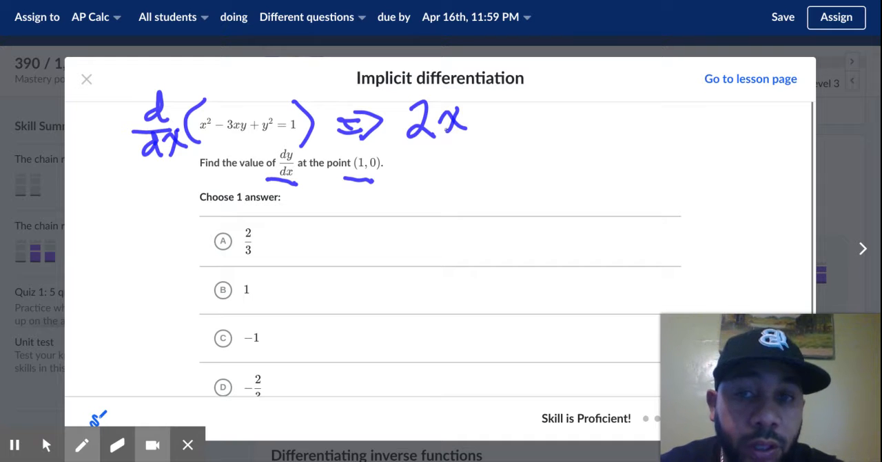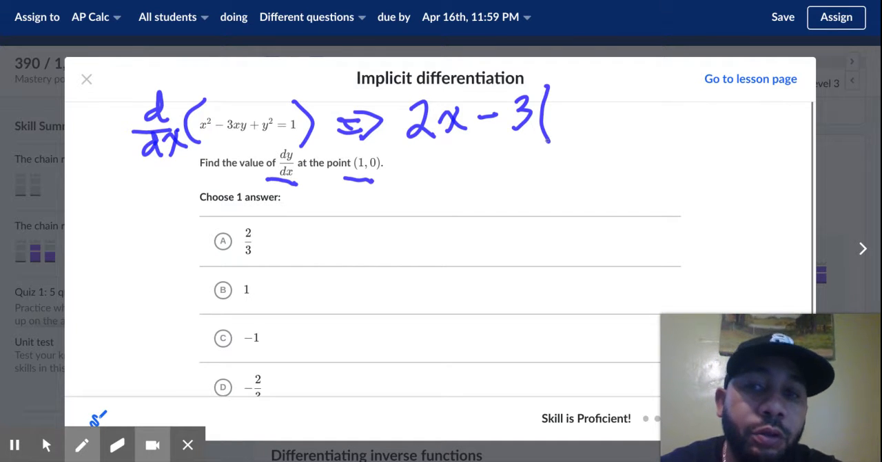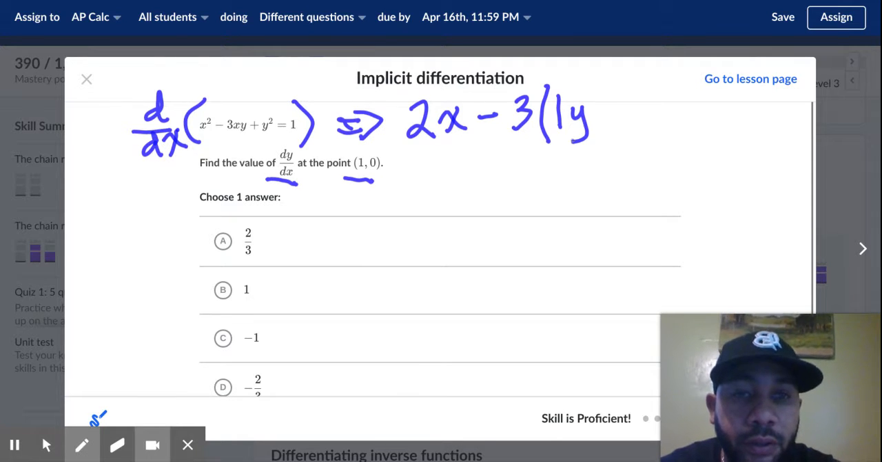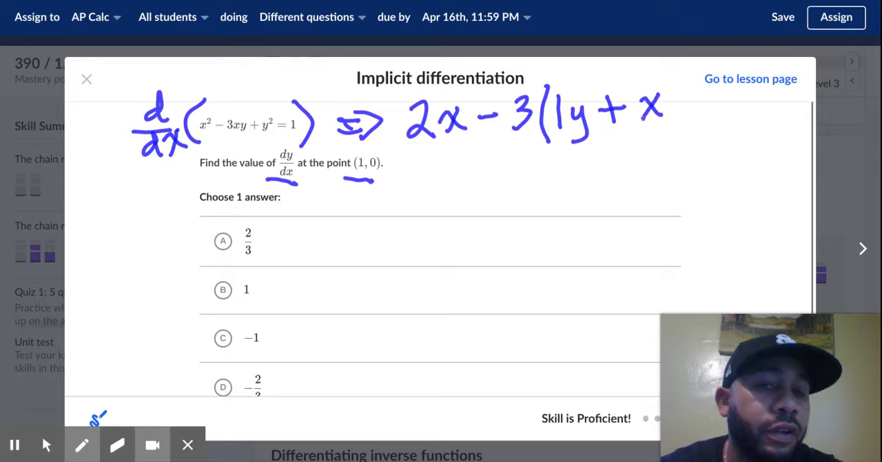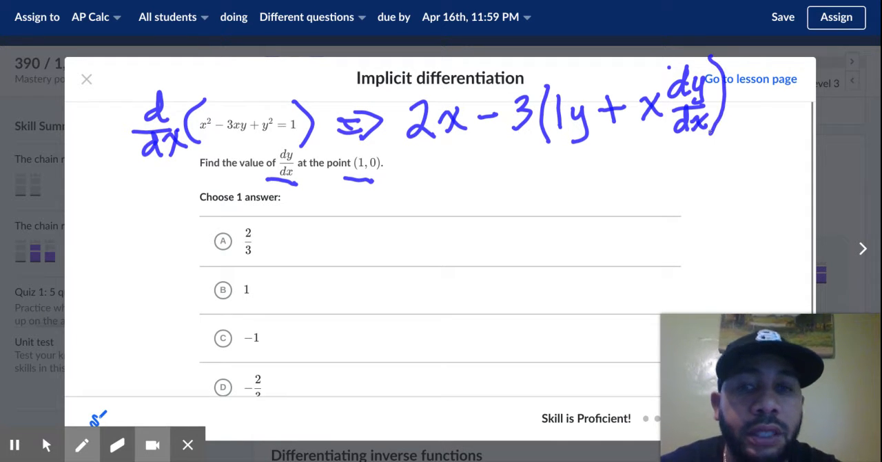Be very careful here, because this is product rule. So let's go ahead and take out the 3 multiplier. Now the derivative of x is 1, so I'm going to write 1y. Plus the derivative of the first times the second, plus the derivative of the second times the first. So x times dy/dx. Okay, and so that's there.